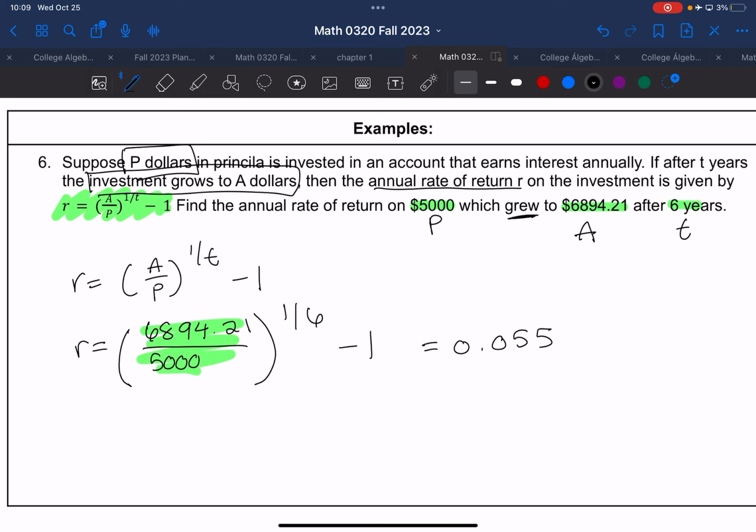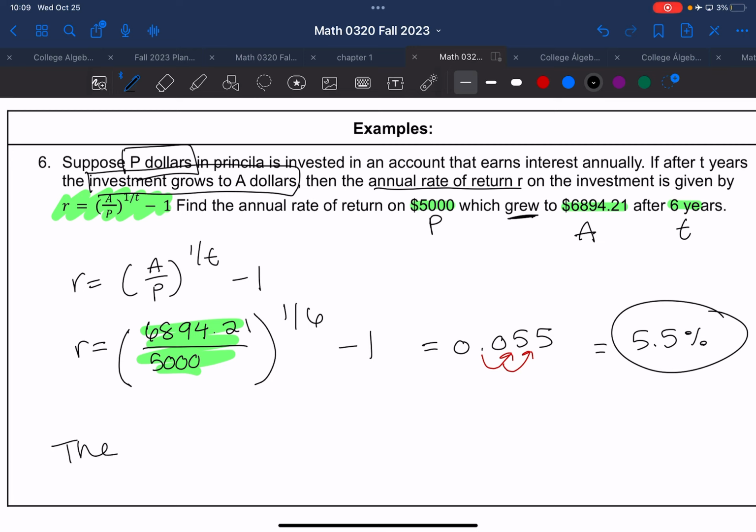Okay. However, that 0.055 is not our answer because it wants a rate. And a rate is usually in what? A percent. So how are we going to turn 0.055 into a percent? Move the decimal how many places and where? 2 spaces right. So we would move this 2 to the right, meaning that our answer is going to be what percentage? 5.5%. So our sentence would be what? The annual rate of return would be 5.5%.